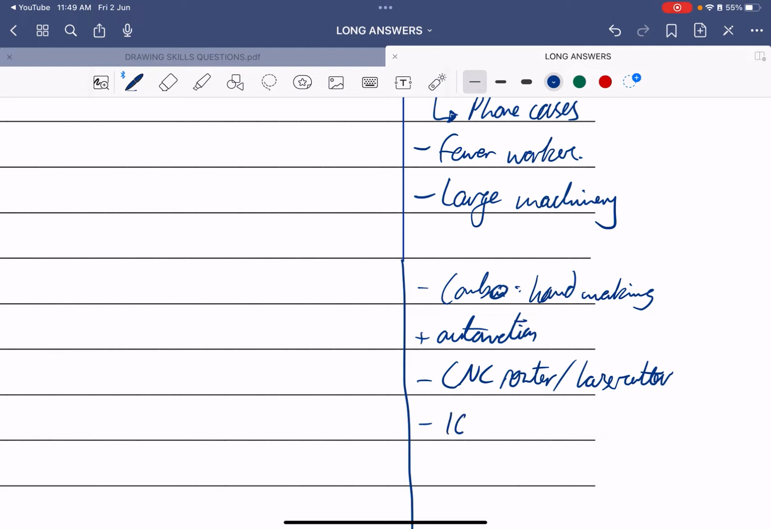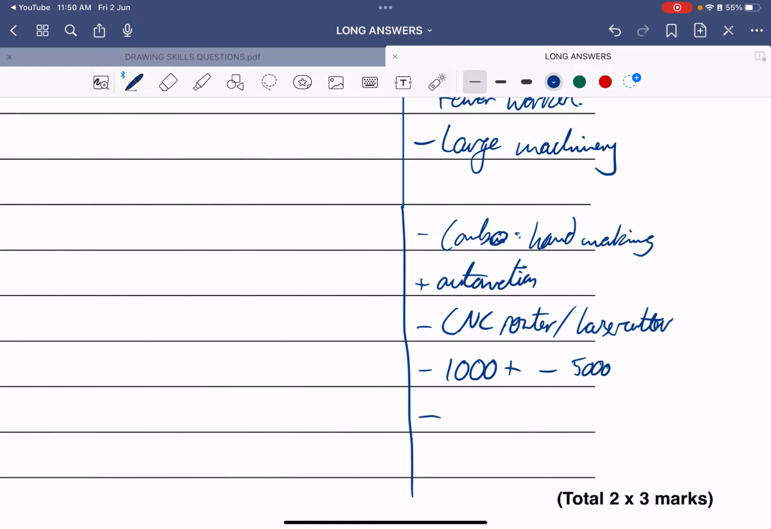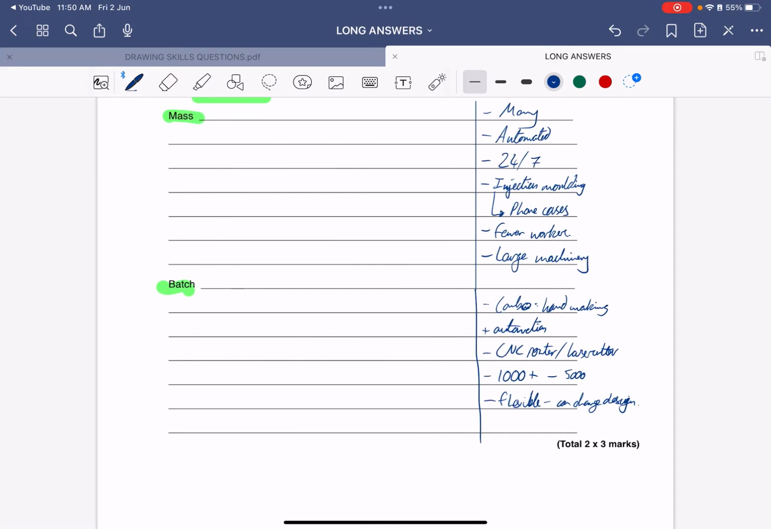Batch can be anything over 1,000 units, or maybe 1,000 to like, I don't know, 5,000 or something. Beyond that, it might be considered mass. And often they tend to be sort of more flexible in terms of the sorts of things that are made. So flexible can change design. Because obviously a laser cutter, you can change the design that the laser cutter cuts very easily, whereas an injection molding tool, once the tool is made, it's made. It can be changed, but at a huge expense.